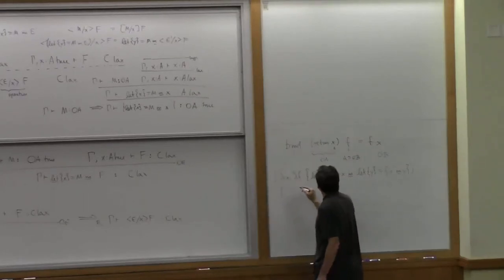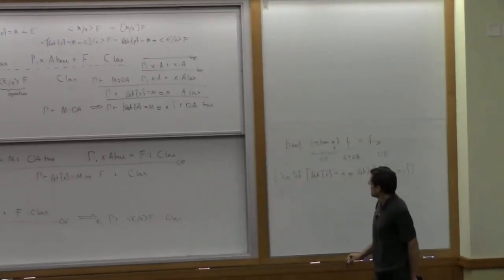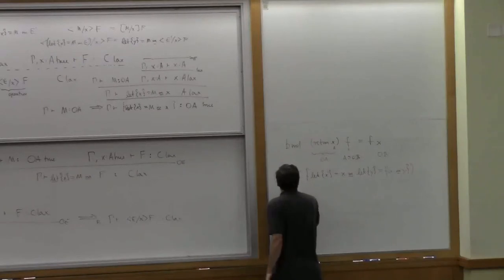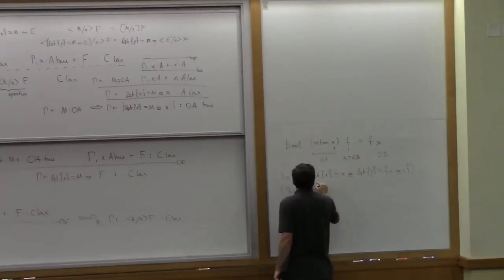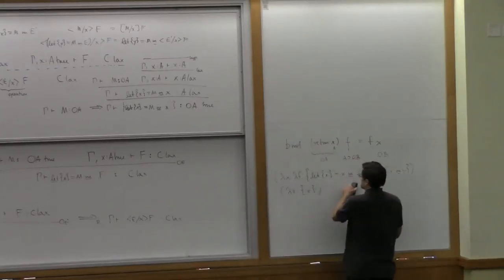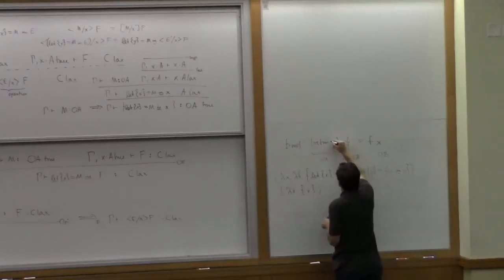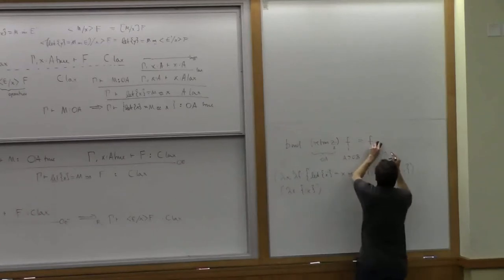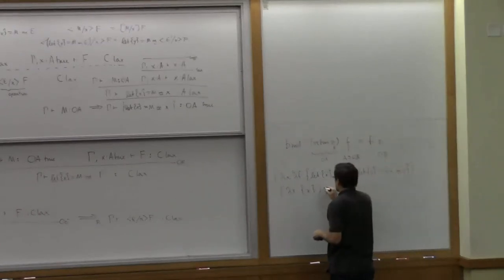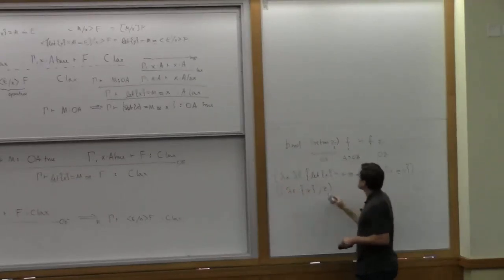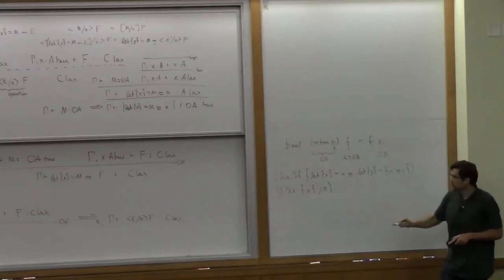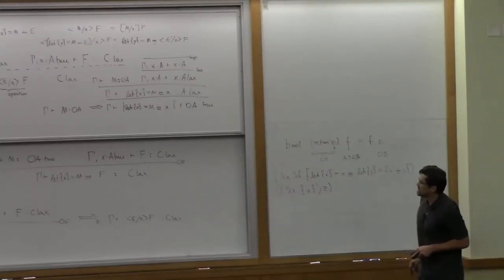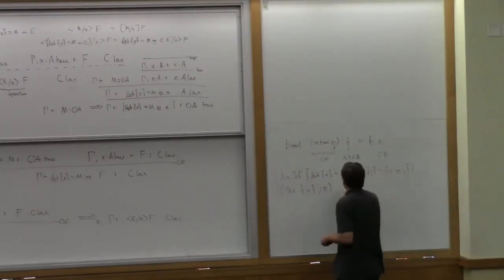What is return? Lambda x dot brace of x. Maybe I should call this something else. How about z? And so then this is applied to z, right? That's the first argument, return applied to z. Okay, and what's the second argument? Well, that's just f.